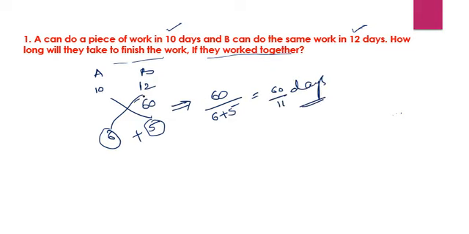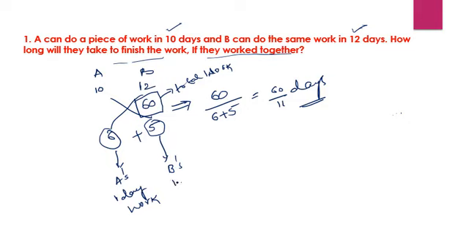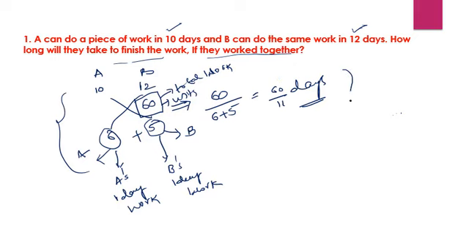Also remember that the LCM 60 is the total work to be completed, and this 6 is A's 1 day work, and 5 is B's 1 day work. So let us assume that a total of 60 units are to be completed. A can do 6 units in 1 day and B can do 5 units in 1 day. So remember this concept, it will be useful in upcoming problems.